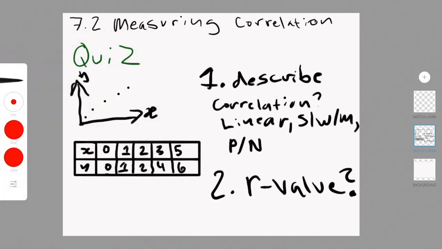Now I'm going to answer the question. Describe the correlation: it is linear, it is strong, and it is positive. You can see this because it's in a line, so it's linear, and it's strong, and as the x increases, the y increases, so it is positive. The R value is 0.99, which means it is a strong correlation. So we just proved that it was a strong correlation.